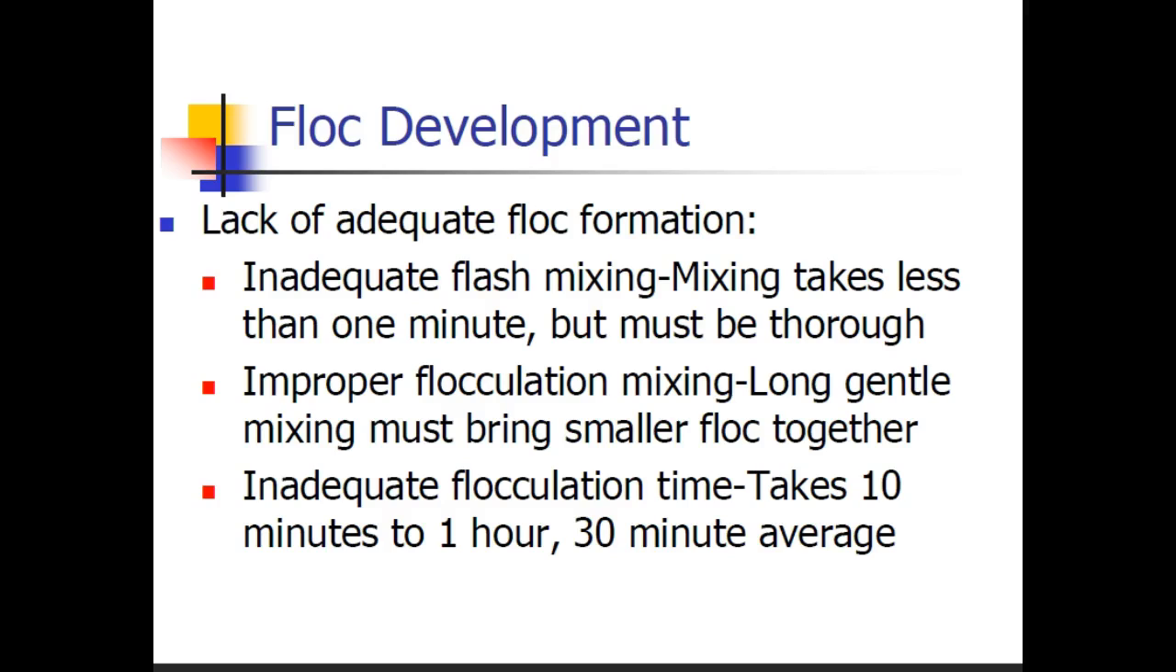Lack of adequate flock formation can result from inadequate flash mixing. Mixing should take less than 1 minute, but be thorough. So on your flash mixing, it's a fairly intense mix that happens, but then it needs to slow down because you're starting to get those things all clumping together, and if you don't slow it down, it'll break apart. Again, that's shearing. Improper flocculation mixing: long and gentle mixing must bring smaller flock together. Flocculation time should take 10 minutes to 1 hour with an average of 30 minutes. So you can see how this slowed down quite a bit.